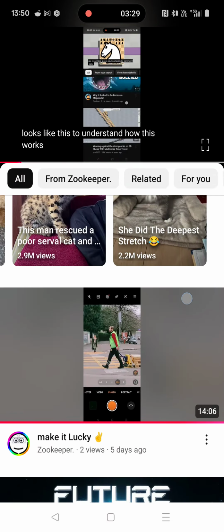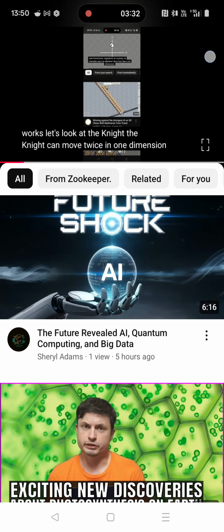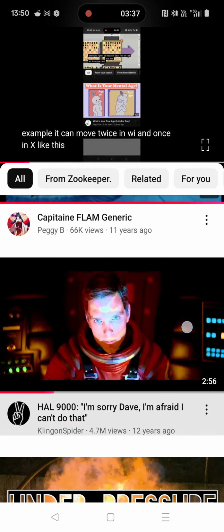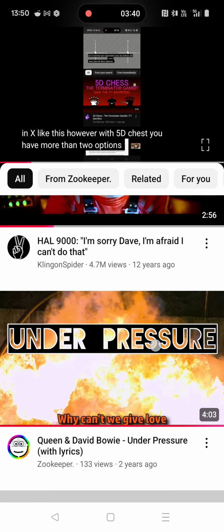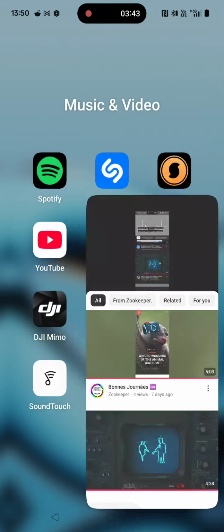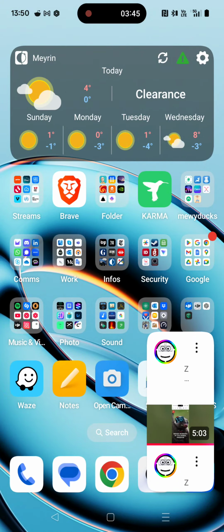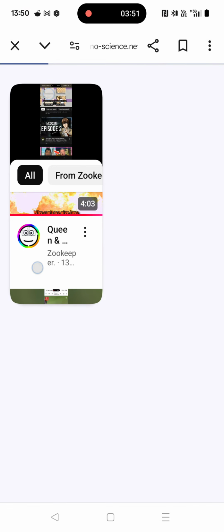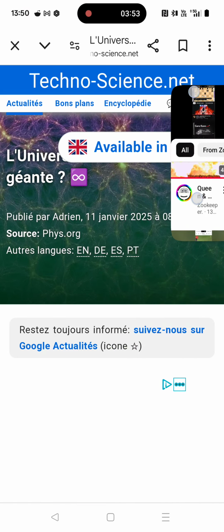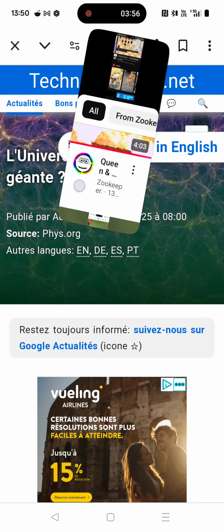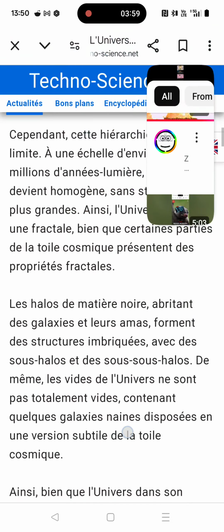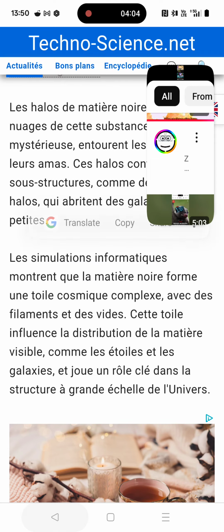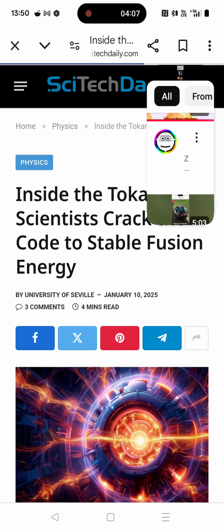To understand how this works, let's look at the knight. The knight can move twice in one dimension and once in a different dimension. For example, it can move twice in Y and once in X, like this. However, with 5D chess, you have more than 2 options. You can move twice in X and once in multiverse, like this. When jumping across boards, you maintain your position but switch to a new board. So if my knight was at C4 and I moved it twice in X and once in multiverse, it would end up at E4, but one board above its original board. If I moved it twice in Y and once in time, it would end up at C6, but one turn to the left of its original board. And if I move it twice in time and once in multiverse, it would end up at C4, same position, but on a completely different board.